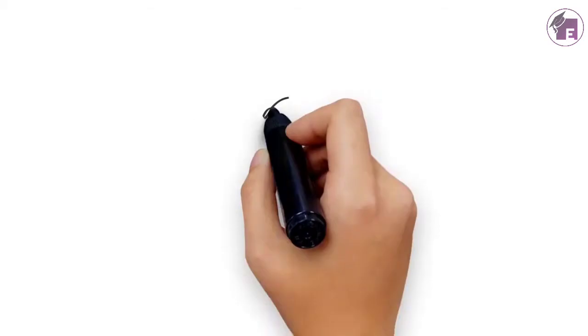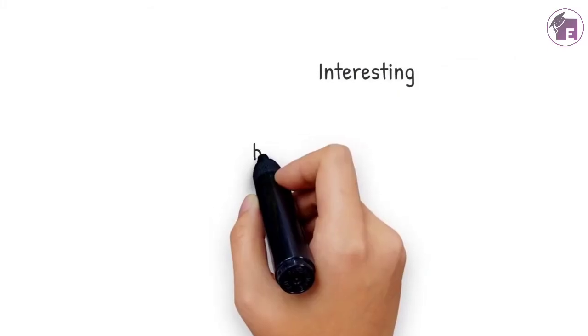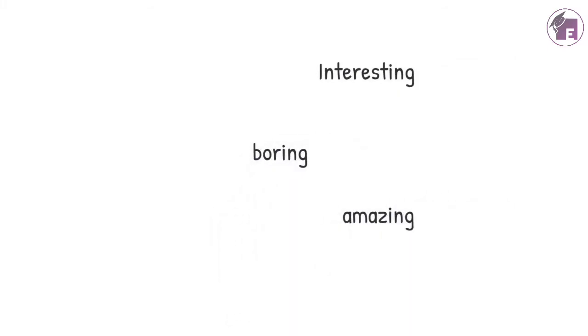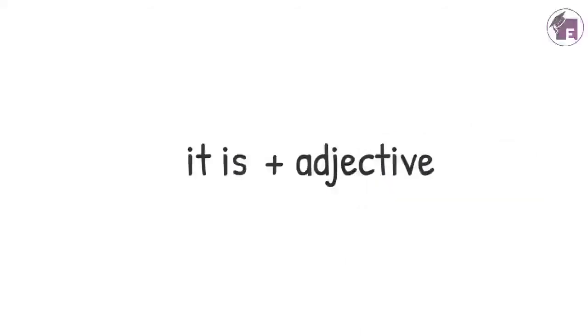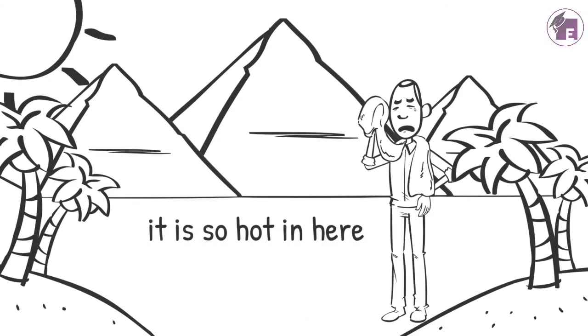Very often we don't have a particular subject to describe, when all we have is an adjective that describes something abstract, something that doesn't need a subject. In this case, we use the phrase "it is" plus adjective. We use this construction to describe the following: weather or temperature. It is so hot in here.